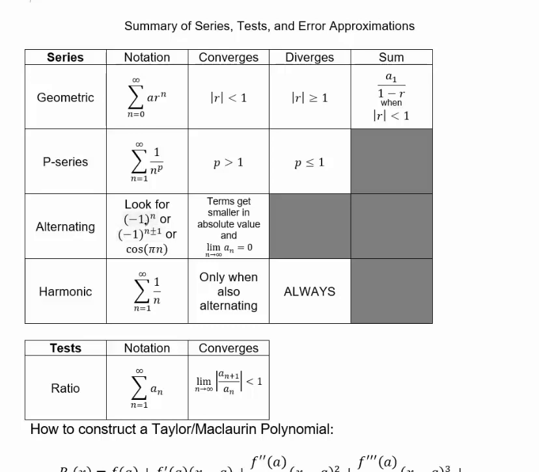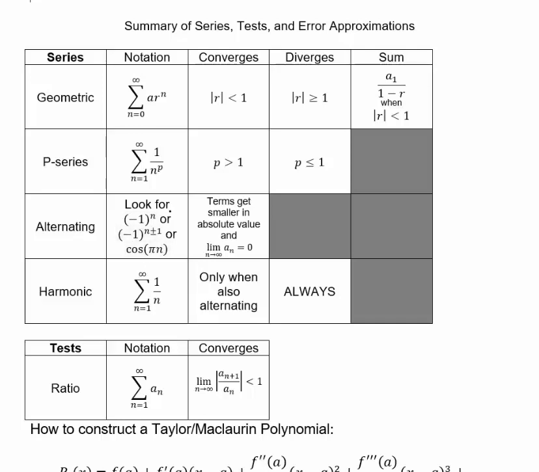Or a tricky way of writing an alternating series is cosine of pi n, because if you plug in, say, n is 0, cosine of 0 is 1. When you plug in n is 1, you get cosine of pi, which is negative 1, so it'll go 1, negative 1, 1, negative 1, just like this series does up here. So this is kind of a sneaky way of throwing in an alternating series.